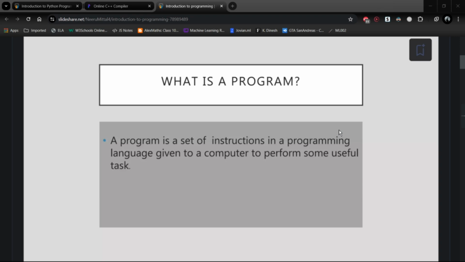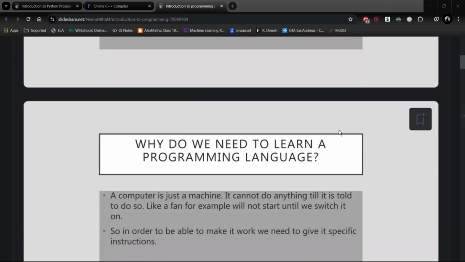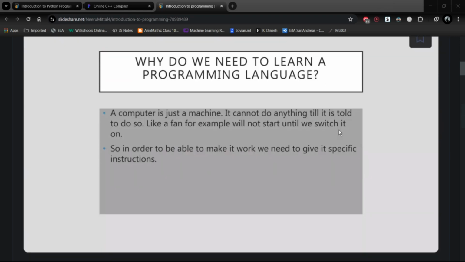Okay, that's a program. Now, what's a programming language and why do we need to learn it? A computer is just a machine, right? It cannot do anything till it is told to do so. Like a fan, for example, will not start until we switch it on. In order to make it work, we need to give it a specific instruction.